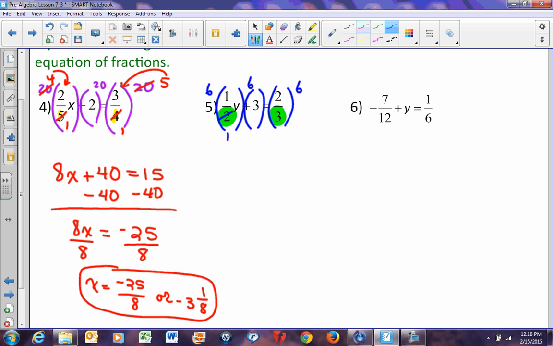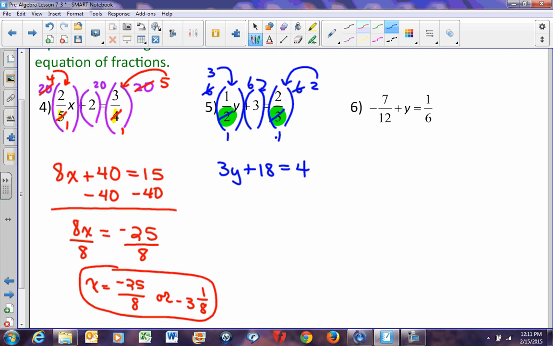2 goes into itself once, and it goes into 6 3 times. 3 times 1y is 3y. 6 times 3 is 18. 3 divides into itself once, it goes into 6 twice, and 2 times 2 is 4.